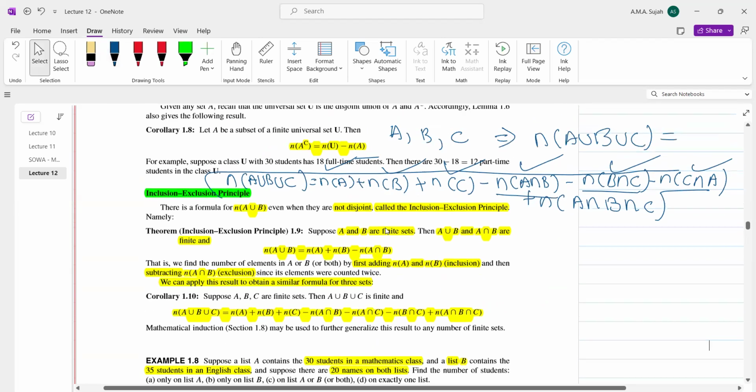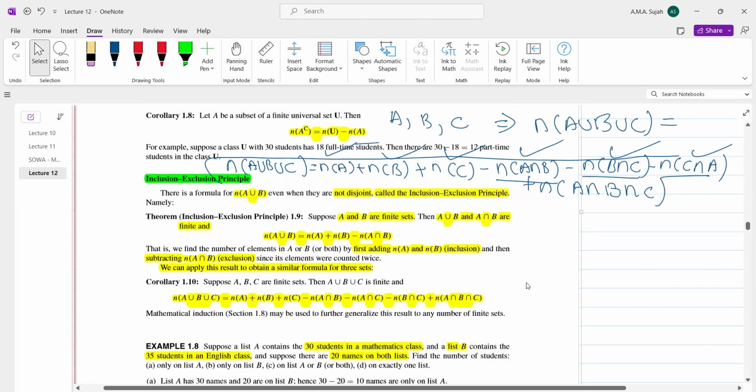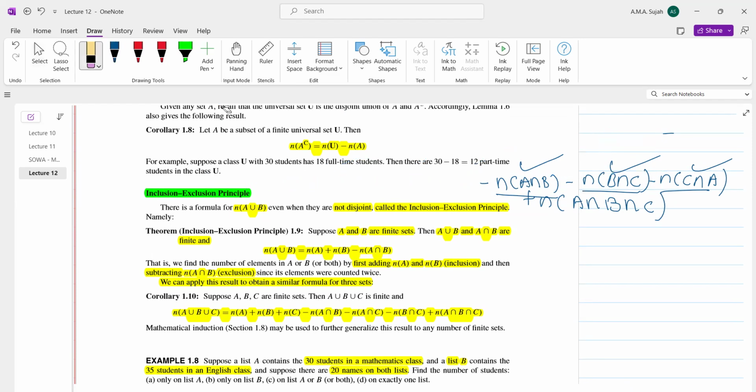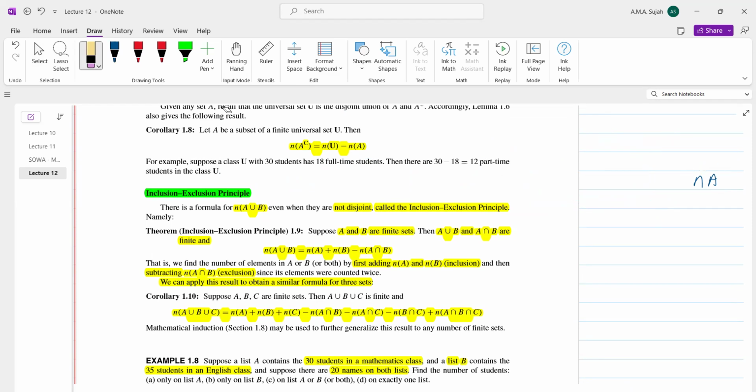Now they are asking a question. Just read this question. Example 1.8. Now we need to apply this inclusion exclusion principle to answer this question. If you look here, they are mentioning, suppose a list A contains 30 students in mathematics class, and a list B contains 35 students in English class. So here they are mentioning two sets, maths class and English class.